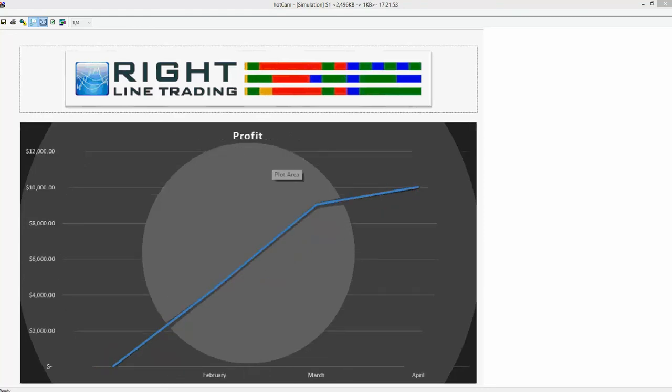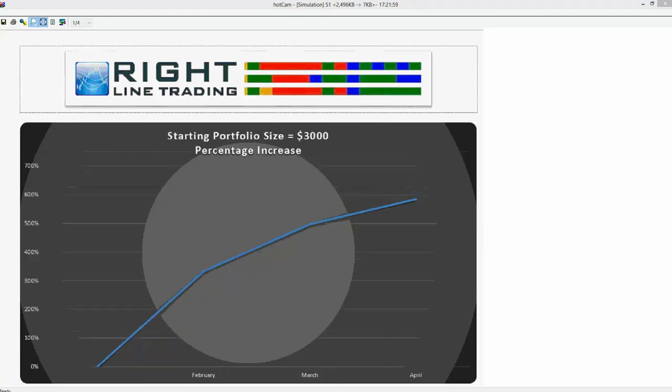Profit on the Auto Trader, for most of this time it only traded 3 contracts, is approaching $10,000. And percentage also 600%.